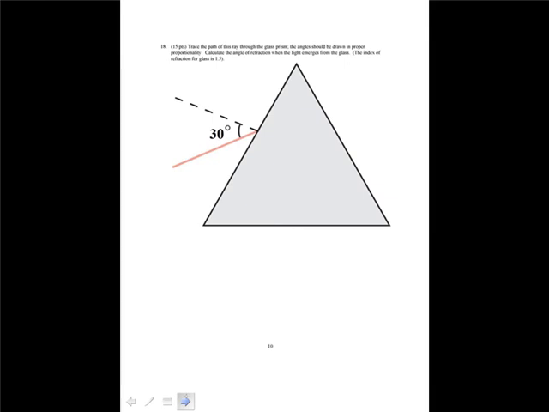Alright, number 18, trace the path of the ray through the glass. The angle should be drawn in proper proportion. Calculate the angle of refraction when the light emerges from the glass. And as I said in class, this is an equilateral prism, so we have 60-degree angles all the way around. Here we're going from an index that's equal to 1 into an index that is bigger, equal to 1.5. And so we're going to bend towards the normal.